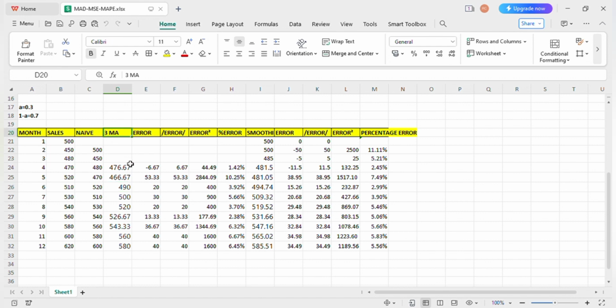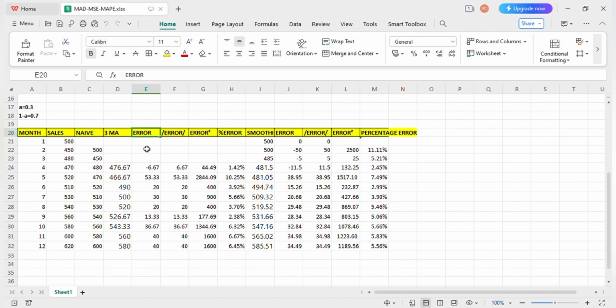And so on. We also have the error here. This is to find the MAD, or the mean absolute deviation, but my co-group mates will tackle the MAD, the MSE, and the MAPE itself. It is part of their discussion.